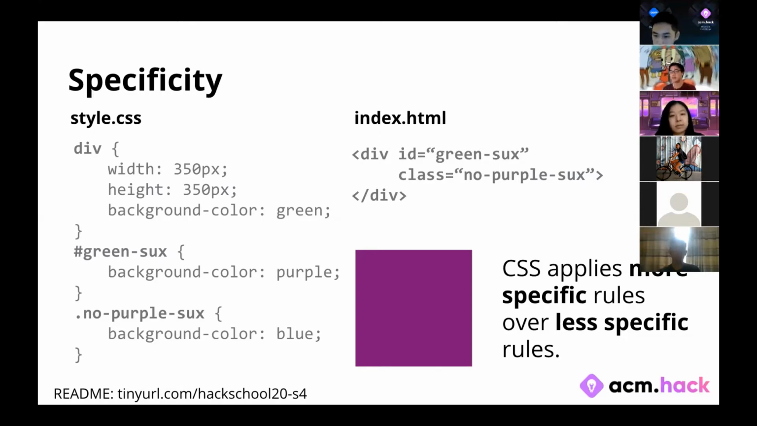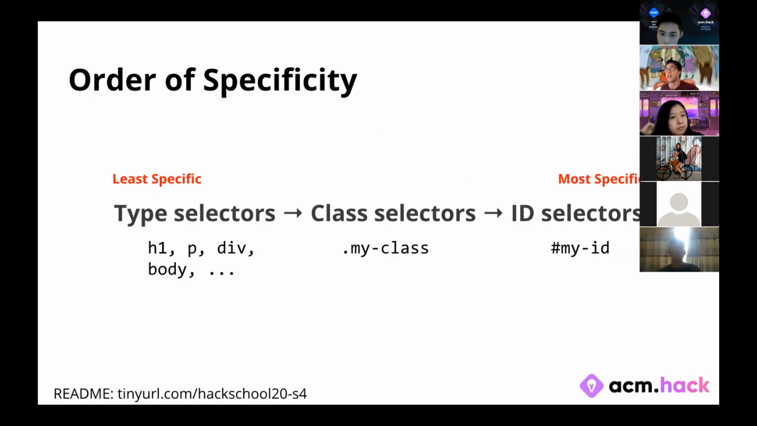Now, what exactly do I mean by specificity? In CSS, there's this notion of some selectors being more specific than other selectors. So the least specific selectors that you can get are called type selectors. This is what we've been working with: basic HTML elements, such as h1, p, div, and body. On top of that, some more specific selectors are class selectors.